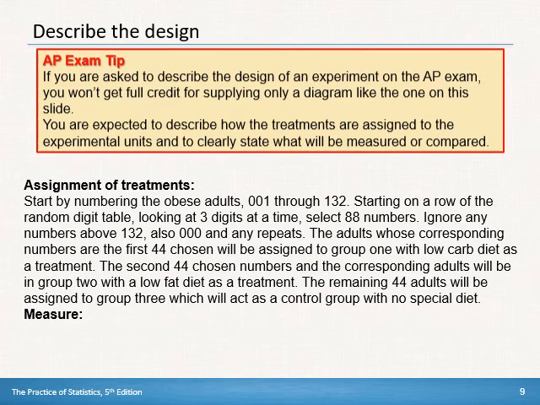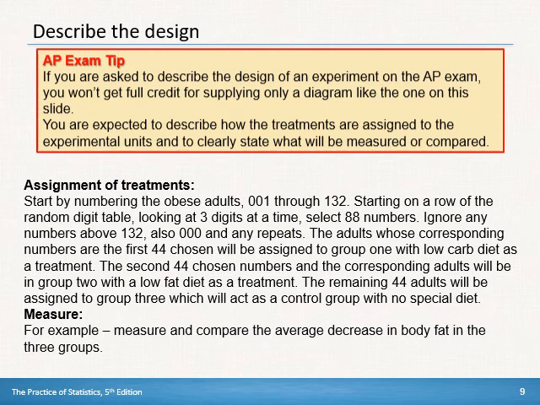All right. So not only should we say kind of how we're going to assign the people to the three groups, we also want to talk about what we're going to measure. And so we might look at body fat content, or we might look at just overall body weight. You know, depends. We just have to come up with something that we're going to measure. So measure and compare the average decrease in body fat in the three groups, for example. And then we'll see, did one group lose more body fat than another?